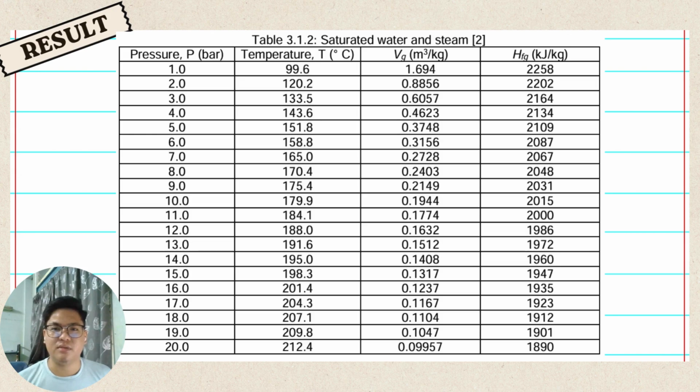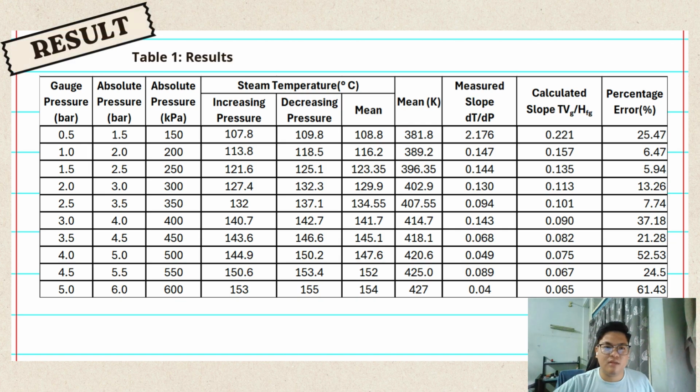So this is our saturated water and steam table that can be obtained from our lab manual. This is the data that we obtained from our experiment. So as you can see, we changed the absolute pressure unit from bar to kilopascal, and also the temperature from degrees Celsius to Kelvin. We change these units because we are going to use these values in our calculation part.